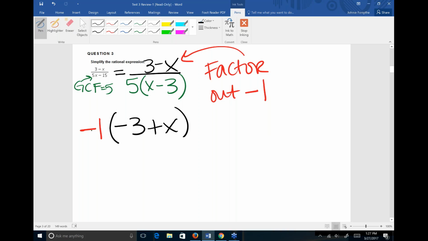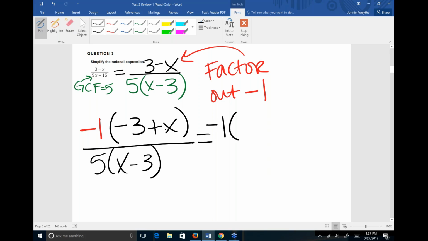So by factoring out that negative 1, we just did reverse distributive property. And then I'm going to just rewrite the bottom, 5 times x minus 3. And if you notice at the top, we do now have the same factor going on. We have negative 3 at the top, negative 3 in the bottom, x at the top, and x at the bottom. And if you want to rewrite it so it looks the same, you can do that.